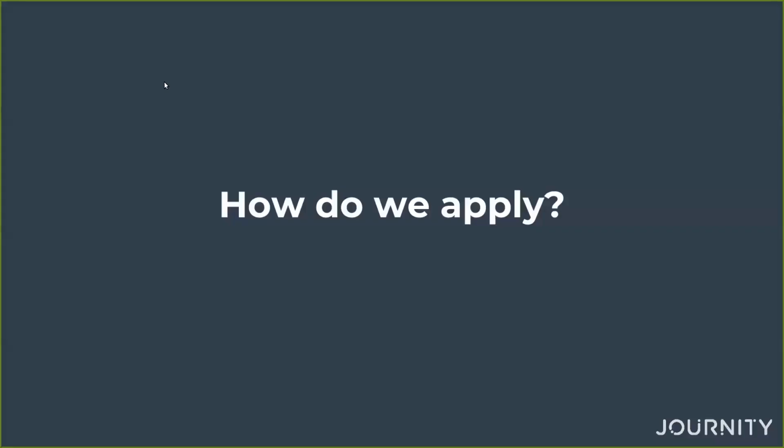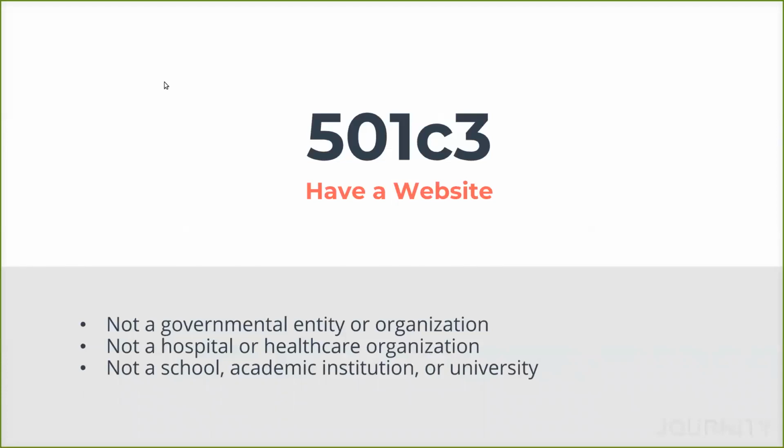How do you apply? Well, the first step is to determine if you're eligible, and there's a very good chance you are. The requirements Google puts on this is that you're a 501c3, or if you're in a different country, the equivalent of that, and you have a website. The only other restrictions is that you can't be a governmental entity, no hospitals or healthcare, and you're not a school or academic institution. They do have other offerings for academic institutions, but it's not related to the ads grant.